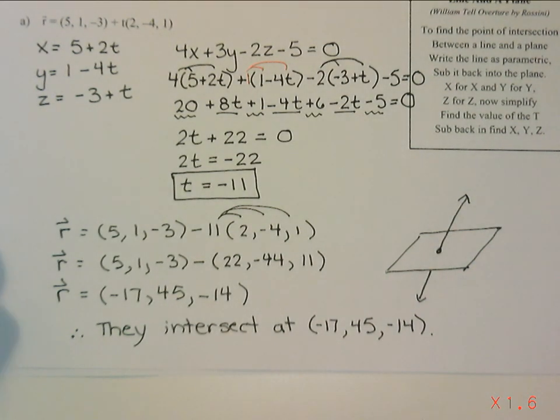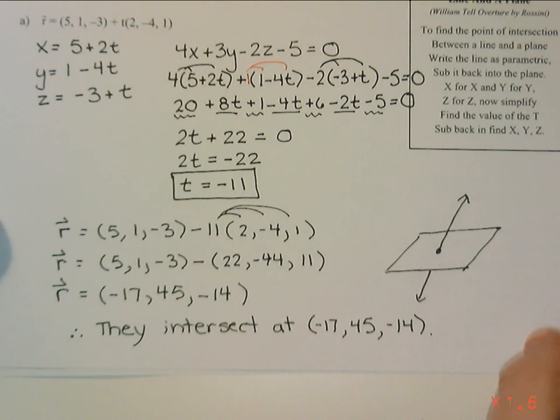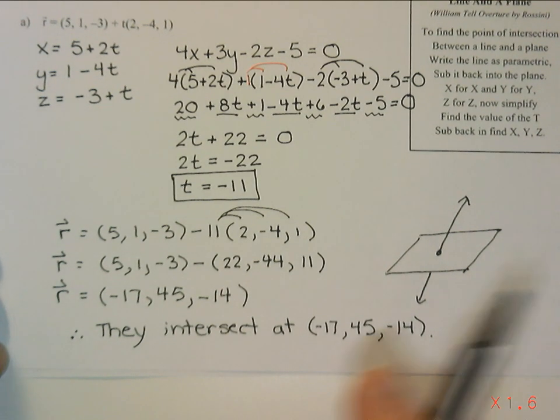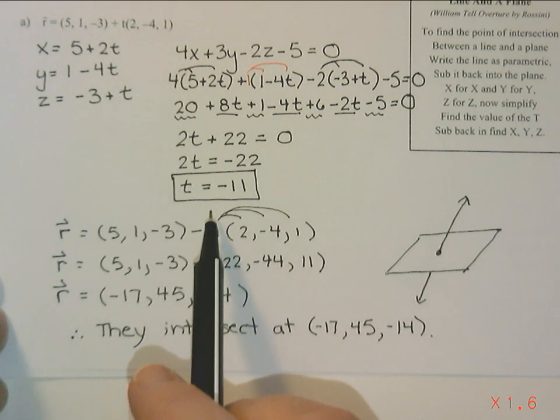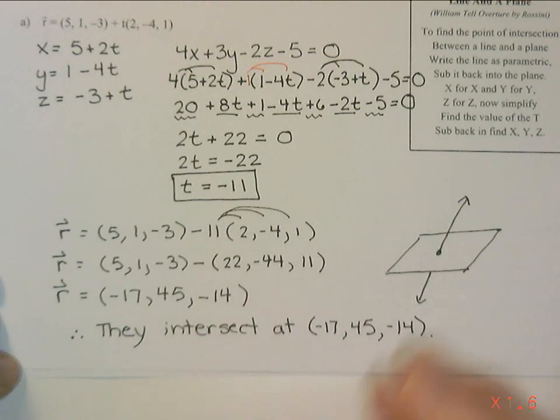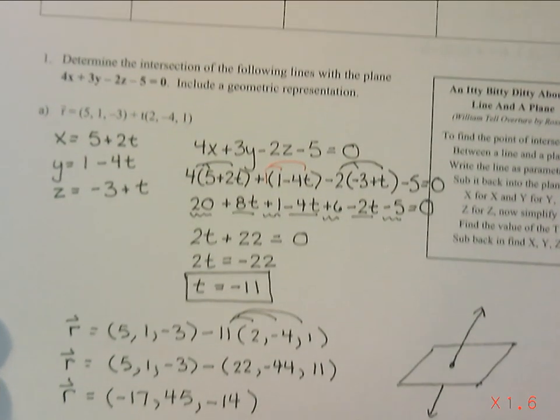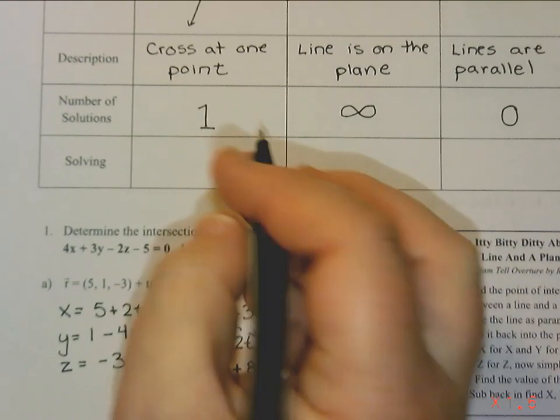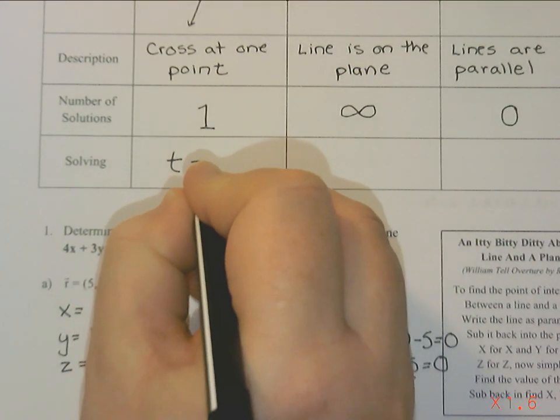We have one more thing we need to fill in, and that is what to look for when you're solving. So if we're going to get a point where they intersect, we will solve, and t will actually work out to be something. Right? So you'll end up getting t equals a number or s equals a number.